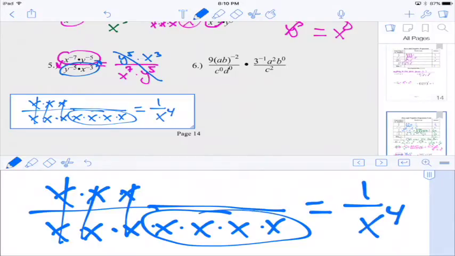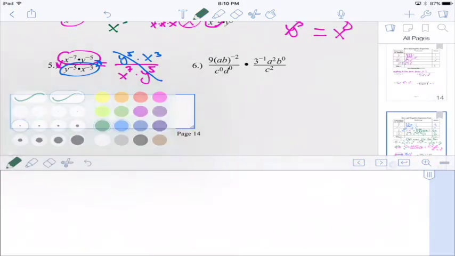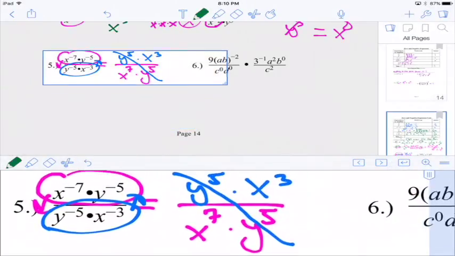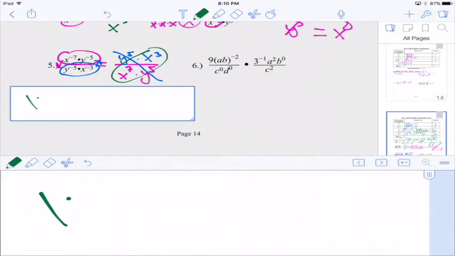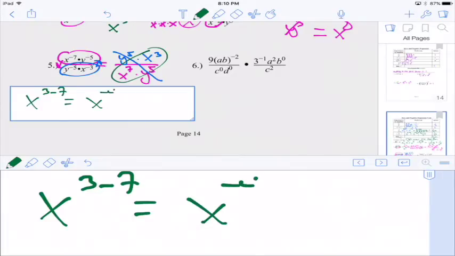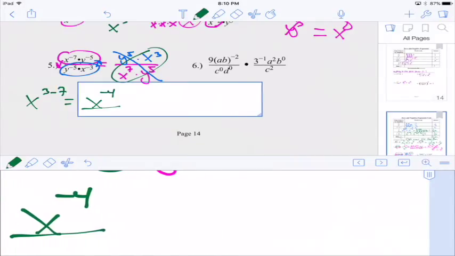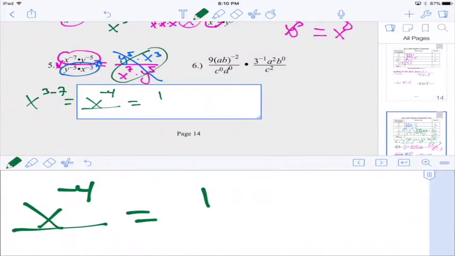However, I don't love doing it that way. I'm going to do it a different way. This time, I'm going to use that quotient rule. So I'm going to do x to the third minus 7 equals x to the negative fourth. Well, since it's a negative exponent, I'm going to flip it to the other side of the fraction. So this is 1 over x to the fourth.